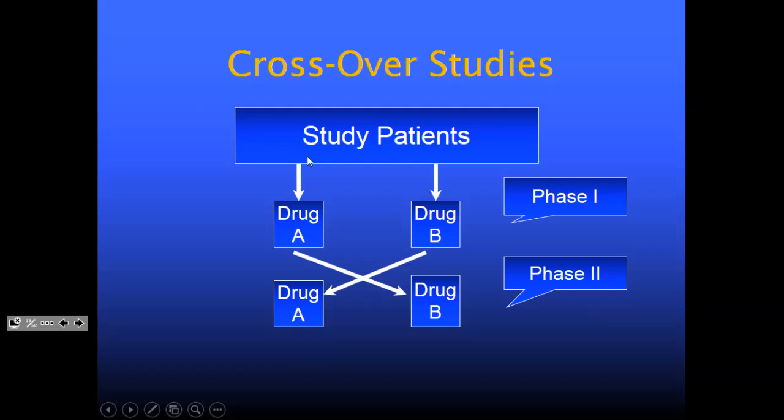Crossover studies are different than parallel studies. Crossover study, we get whatever number of patients based on the effect size, based on our power. So we have 100 patients. 50 of them get drug A first, and then they cross over to drug B. So if we're talking a placebo, maybe they'll get vitamin C12, and then they'll get a placebo. Here, patients will get a placebo, and then they'll cross over to vitamin C12 in phase 1 and phase 2.